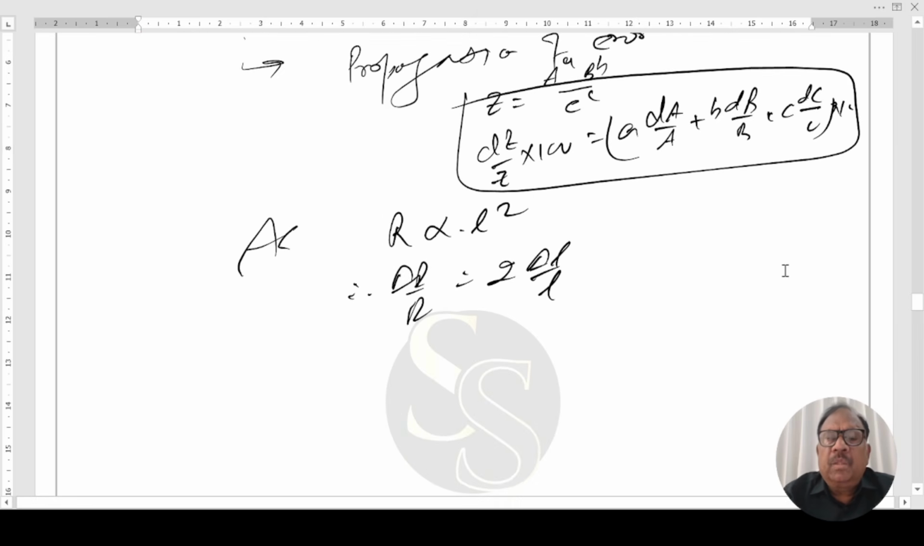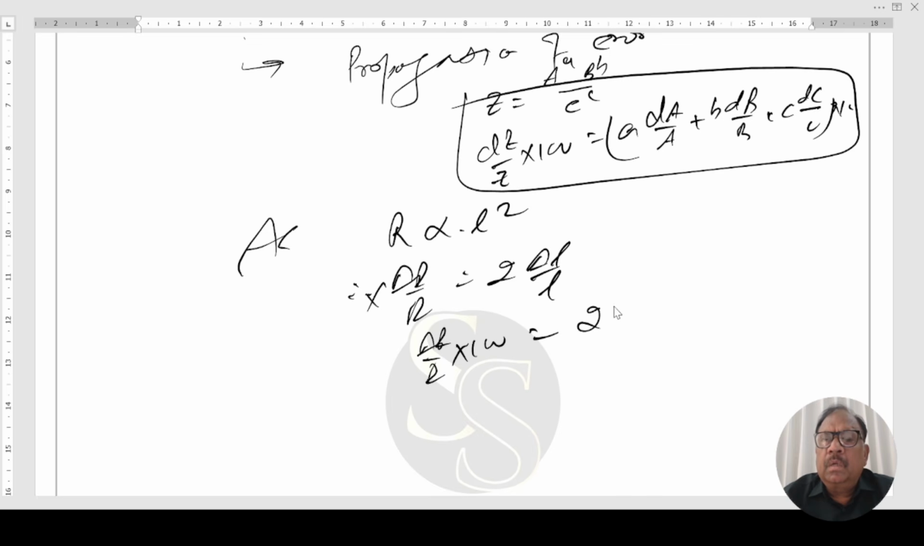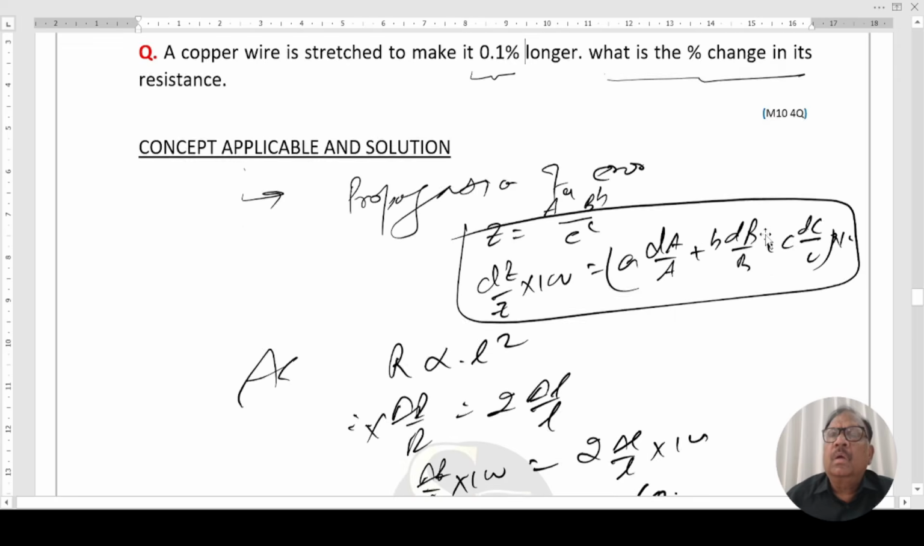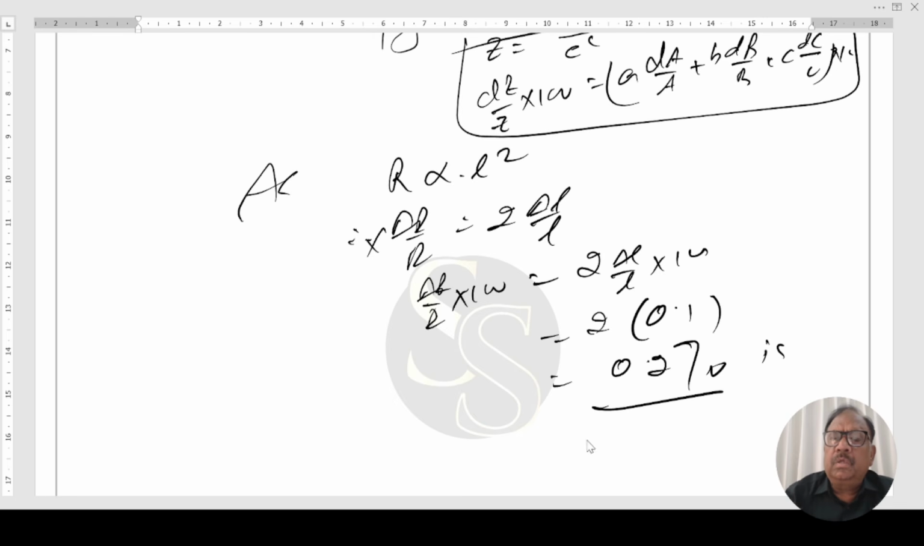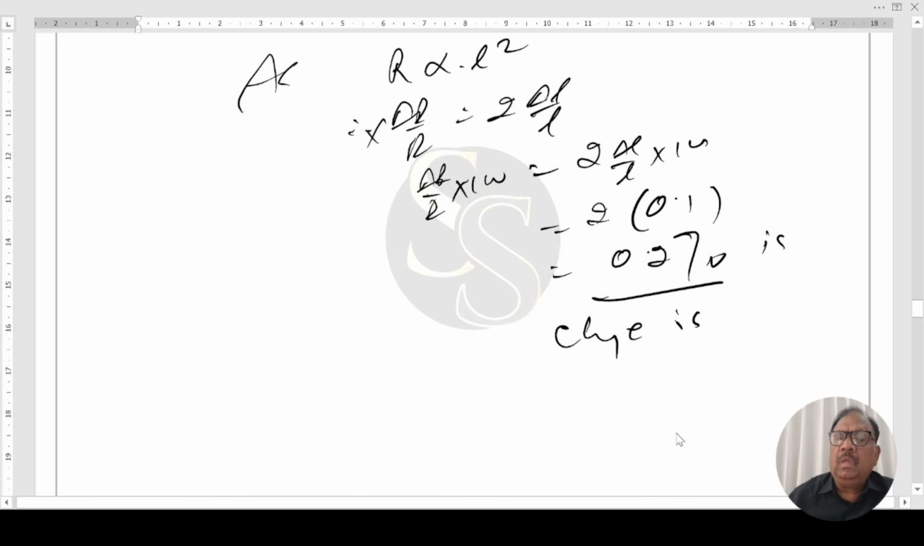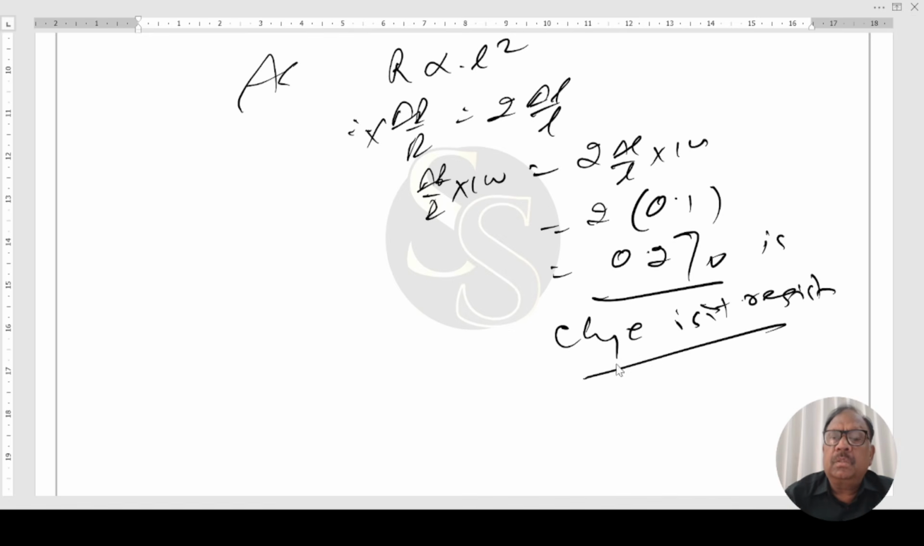Percentage change will be delta R by R into 100, equal to twice delta L by L into 100. This is 2 into 0.1%. Therefore, 0.2% is the change in its resistance. Right? Next question.